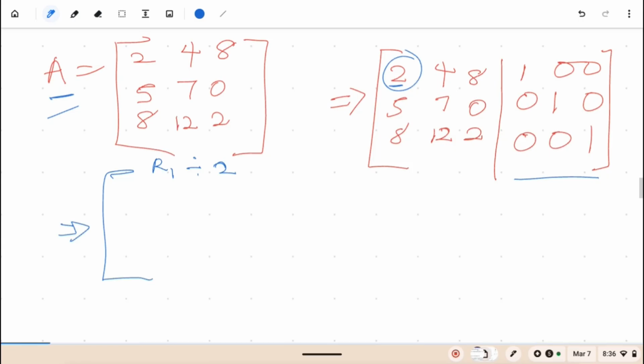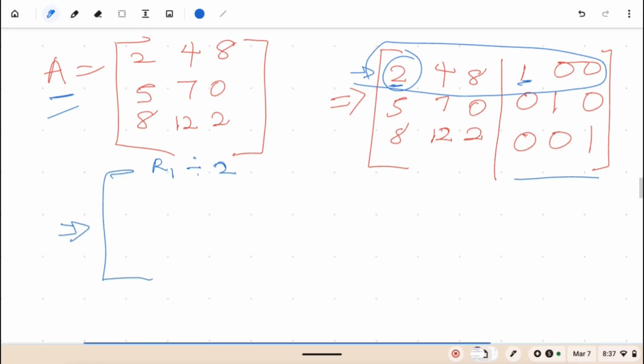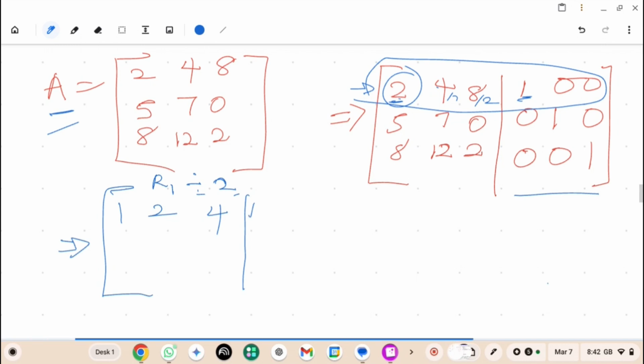So first of all, we are working on these 2. How can we turn these 2 to 1? The way we can turn these 2 to 1 is that we just divide the 2 by itself. And what you do to these 2, you have to do to all the elements on this row. Therefore, we said row 1 divided by 2. So when we divide this 2 by 2, we get 1 here. We divide this 4 by 2, and we get 2 here. We divide this 8 by 2, and we get 4 here. 1 by 2, we get half. 0 by 2 is 0. So 0, 0.